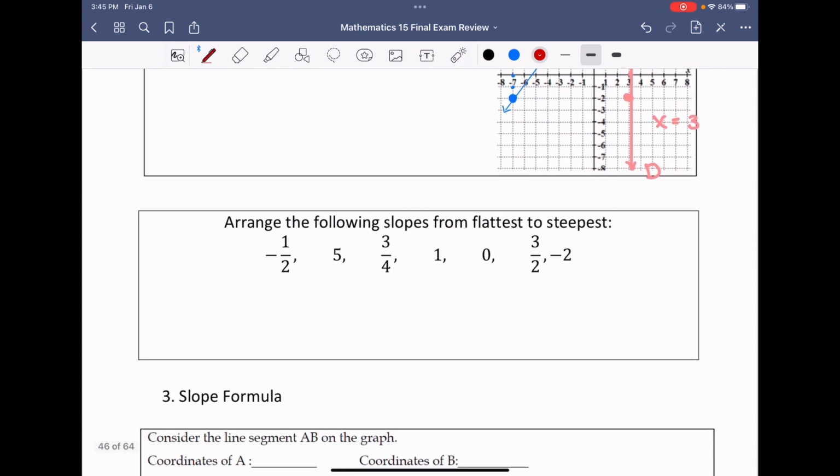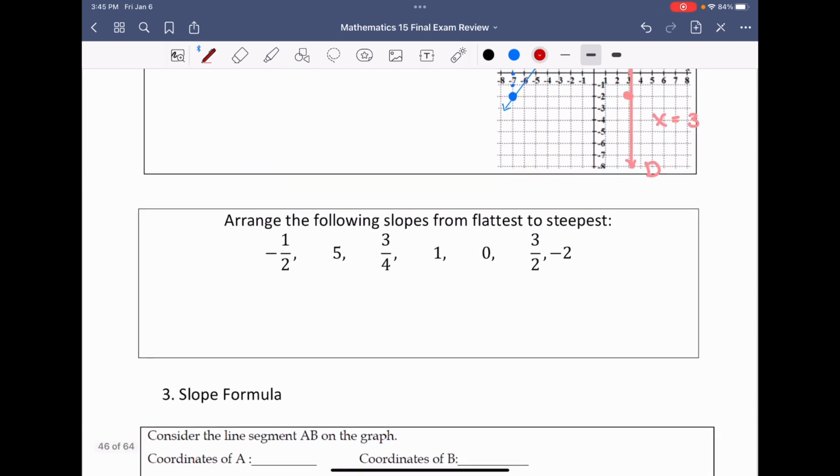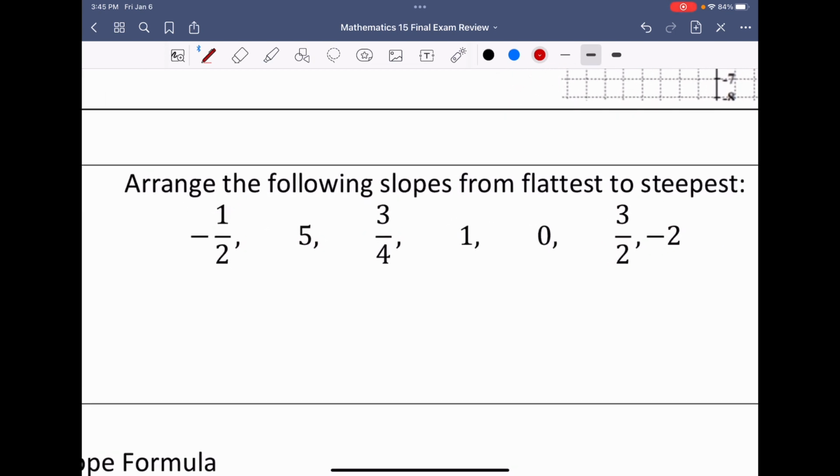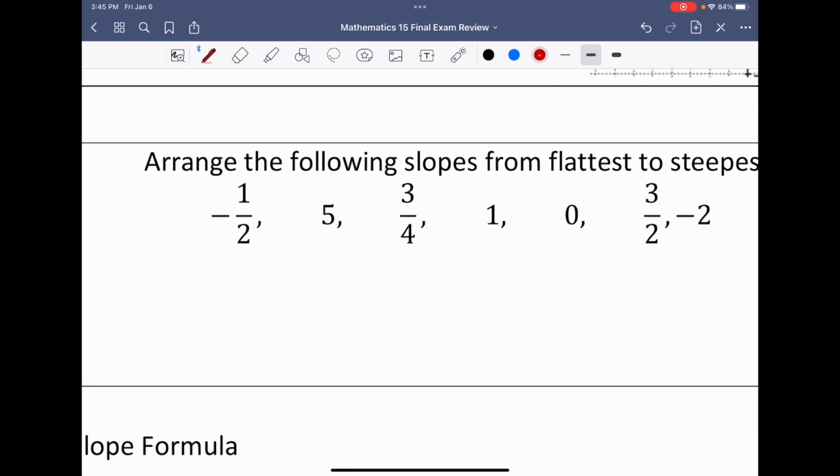All right, arrange the slopes from the flattest to the steepest. Now, this is what I said before: anytime the value is very high, what does that mean? Well, technically, this is 5 over 1, this is 1 over 1, this is 0 over 1, this is negative 2 over 1. The larger the value, the steeper the slope.